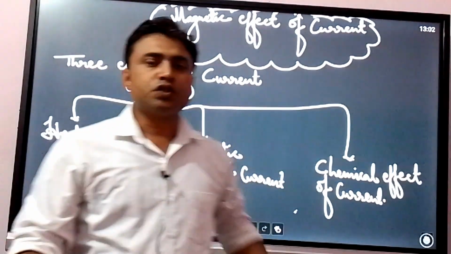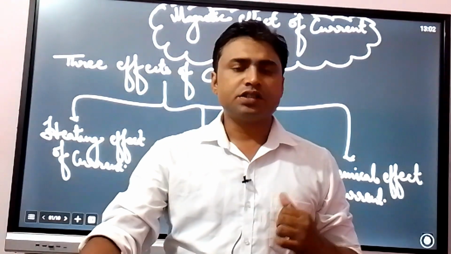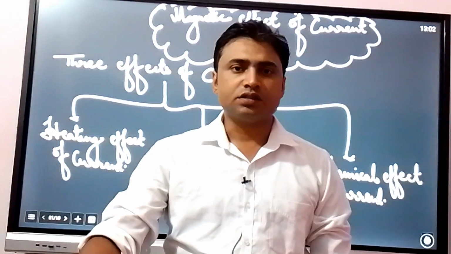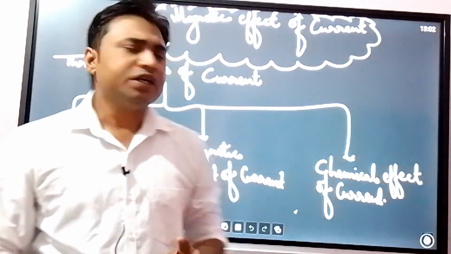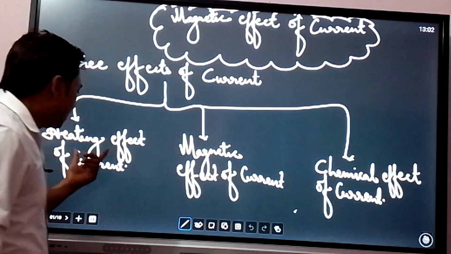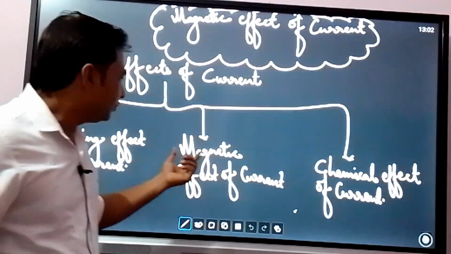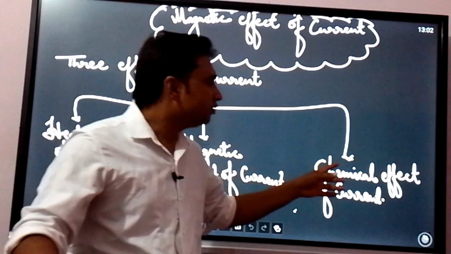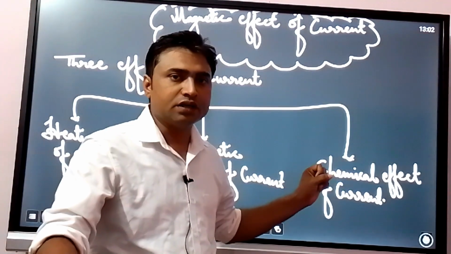This is a class 12 topic. We will study the magnetic effect of current. Generally, current has three types of effects. One is the heating effect of the current, another is the magnetic effect of the current, and the third one is the chemical effect of the current.